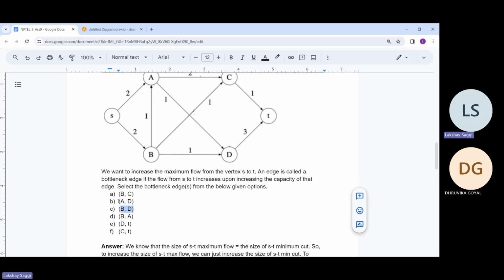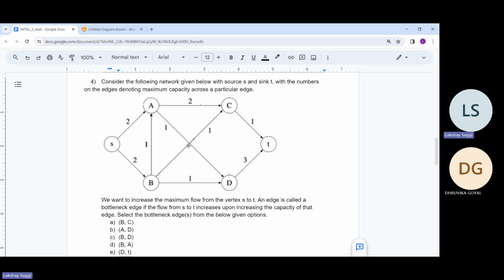Note that for any of these three edges, A, D, B, D, or C, T, when their capacity is increased, the size of the SG max flow will increase in this graph. This is because on increasing the capacity of, let's say, B, D, the size of the SG min cut will increase in the graph. And as the size of min cut increases, the size of max flow will also increase. So this is the high level idea of how to solve this problem efficiently.